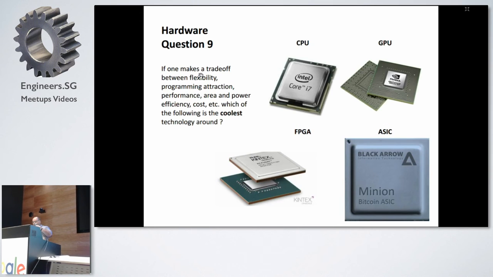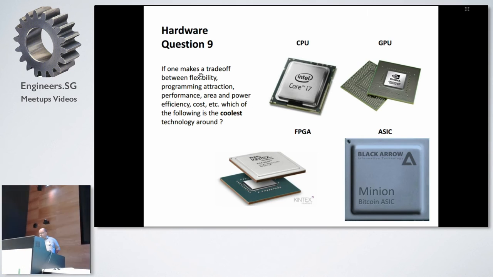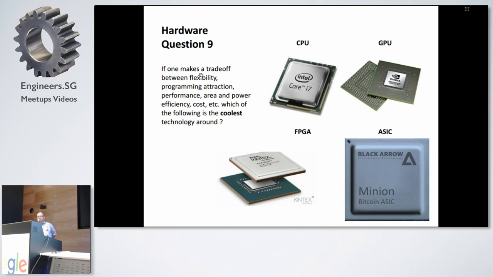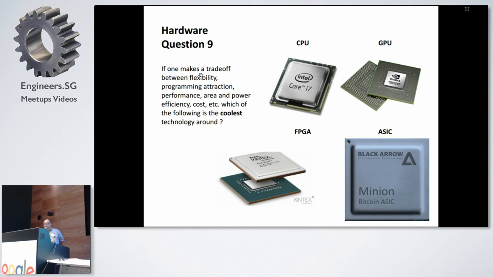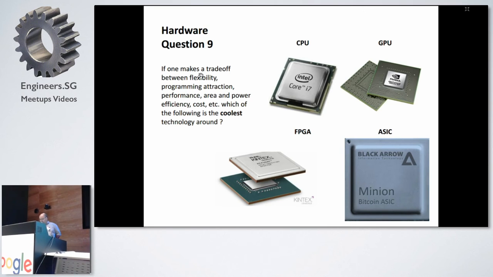Question number 9, hardware. If one makes a trade-off between flexibility, programming abstraction, performance, area and power efficiency, and cost, let's say, which of the following is the coolest technology around? Can you use a CPU, a GPU, an FPGA, or an ASIC?